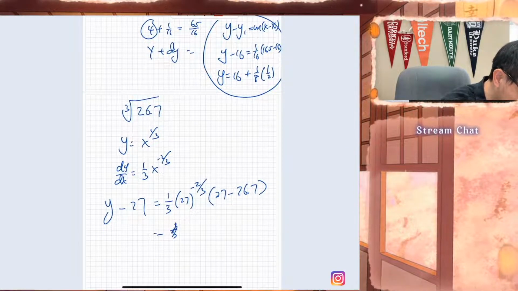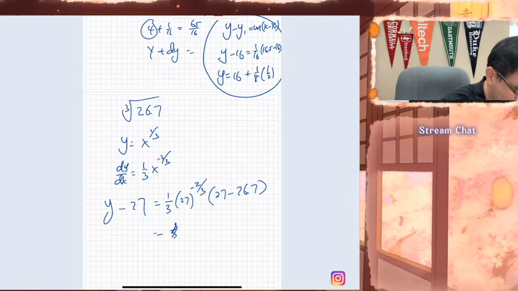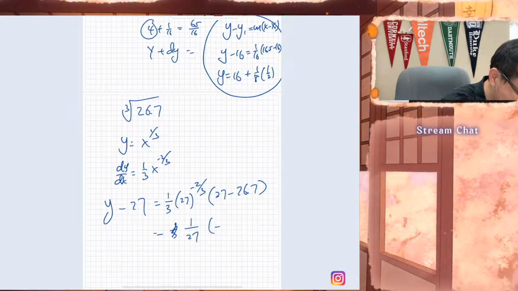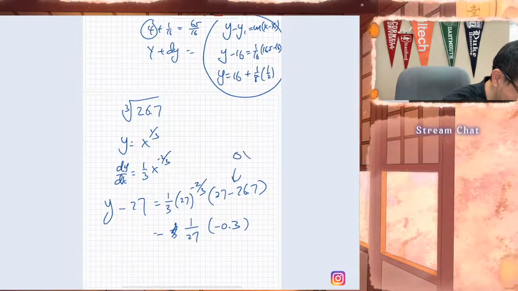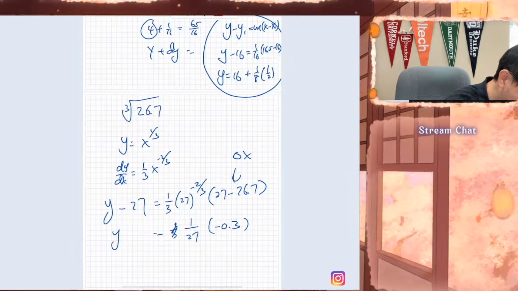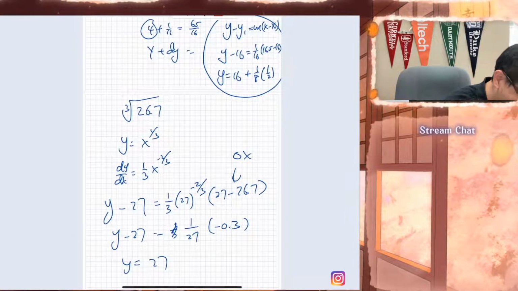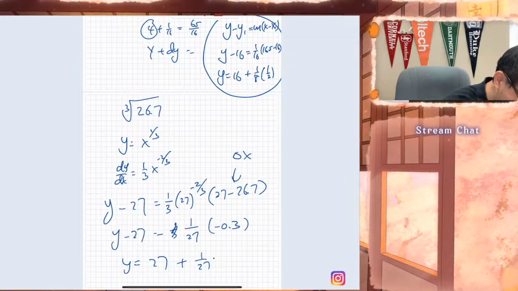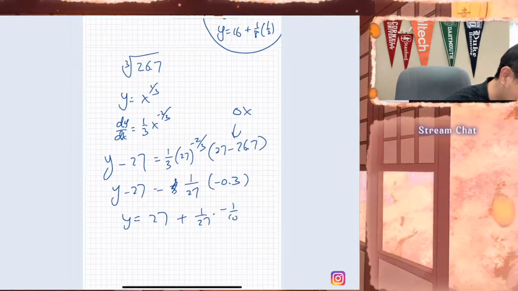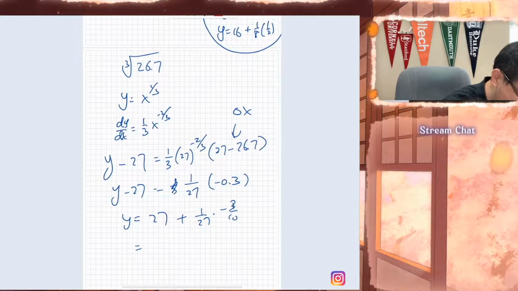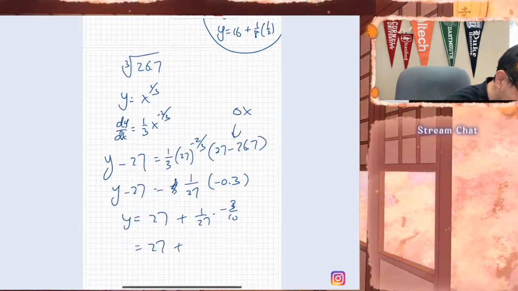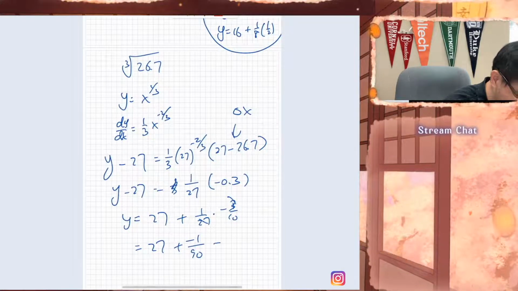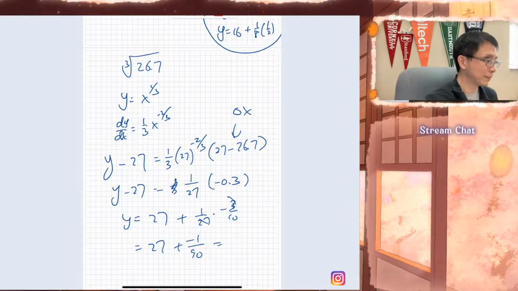So this is 1/3 times 1/9. So it'll be 1/27, I think. Yeah. Times negative 0.3, because this part is the delta x, right? Yeah. And then y minus 27, so y equals 27 plus 1/27 times negative 3/10. I couldn't do that, that's too much work. Use the calculator. Negative 1/90, I think. Yes. So whatever that is, I don't know.